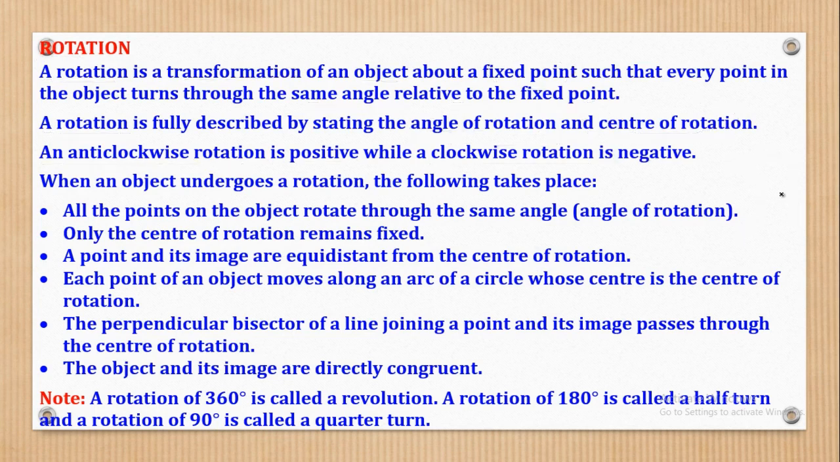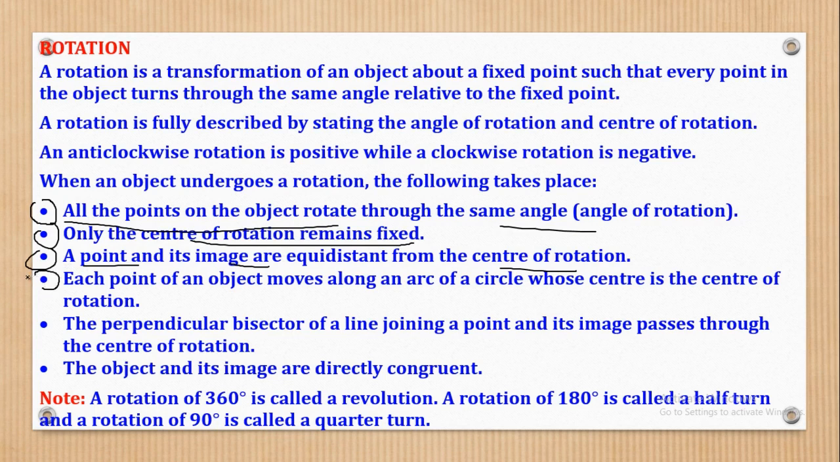So the question will specify whether the angle is negative or positive. When an object undergoes a rotation, the following takes place. There are some points you need to know on the properties of rotation. 1, all the points on the object rotate through the same angle, which is known as the angle of rotation. 2, only the center of rotation remains fixed. And 3, a point and its image are equidistant from the center of rotation. Remember that.